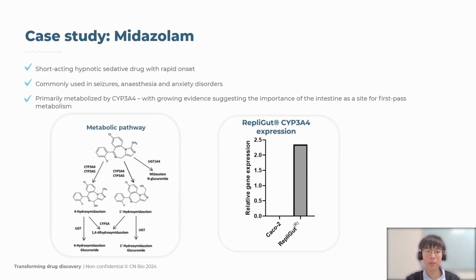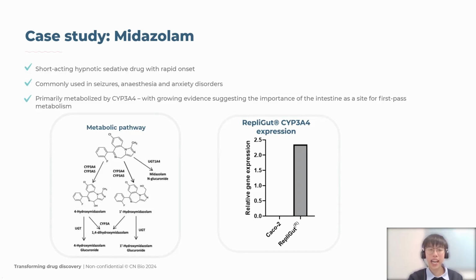So midazolam was primarily metabolized by CYP3A4. There has also been increasing evidence suggesting that the intestine is an important site for first pass metabolism for this drug, in addition to the human liver. And as I've previously mentioned, our qPCR analysis suggested a higher CYP3A4 expression in the primary gut model than the Caco-2 model. This again suggested that the primary cells can possibly provide a more accurate estimation of the ADME profile of this drug compared to the traditional Caco-2 culture.